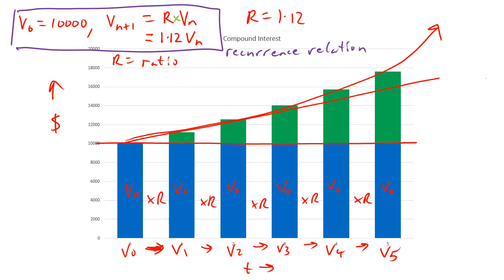So just like we had before, you could have your V naught, and then you could have your Vn plus 1 equals R times Vn. In this case, our R is 1.12. I'll tell you how to calculate R later. I haven't told you how to calculate D either, to be honest.